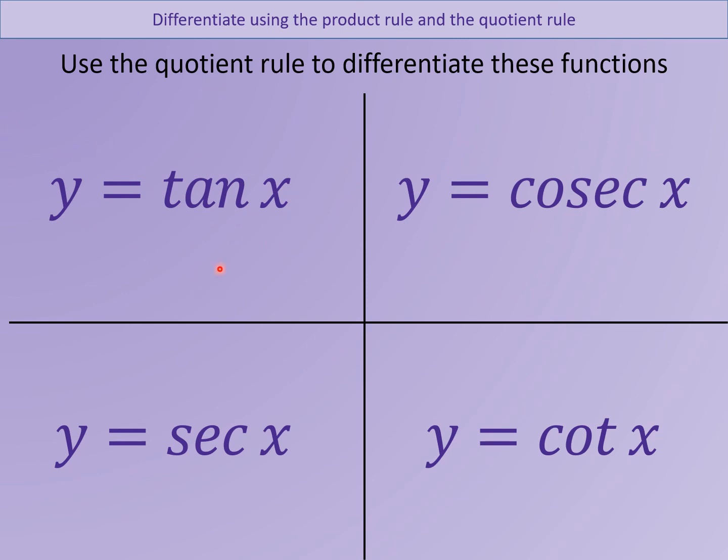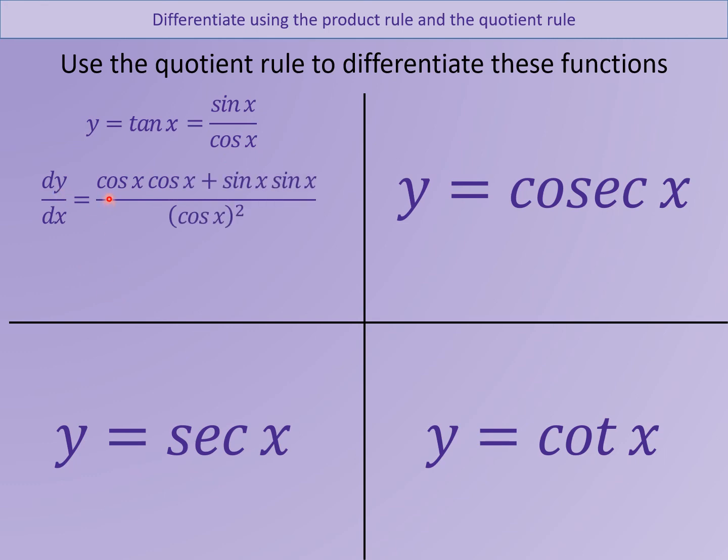So let's look at tan x. So tan x can be written as sin x over cos x. Okay, so that's where the quotient comes from. So if I can write it as a quotient, now I can just follow the rules of the quotient rule, which is leave that one alone, differentiate the top one, minus differentiate the bottom, leave the top one alone. Okay, so differentiate the numerator, leave the denominator alone, and so on. All over denominator squared. So I end up with this.